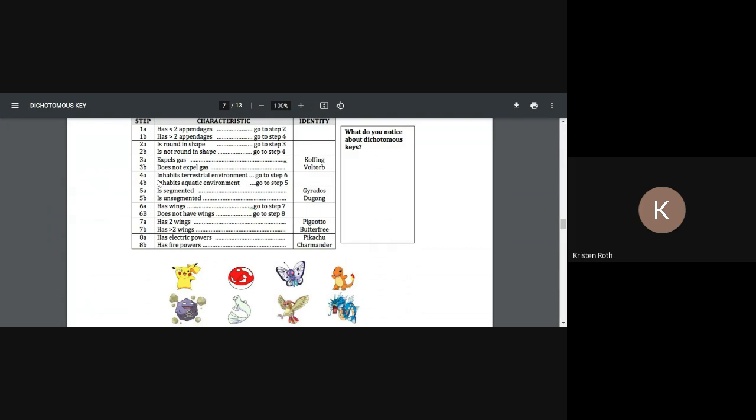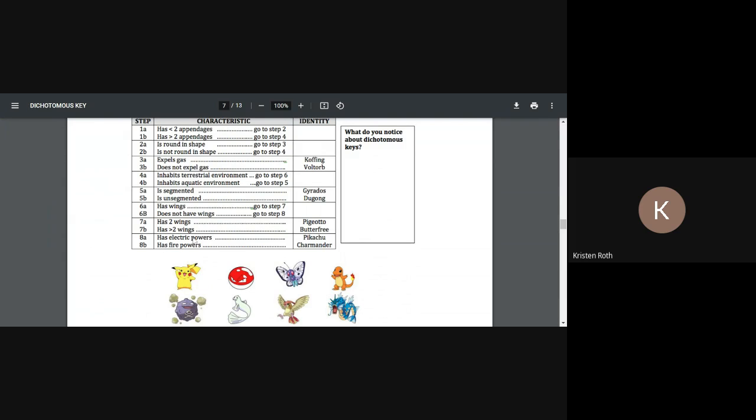Whoop, go to step 4. Inhabits terrestrial environment, inhabits aquatic environment. I have no idea, but what I'm going to go with is the fact that he has legs, and this guy both are swimmers. Because this guy doesn't have fins or anything, I'm going to say he inhabits terrestrial environment. Okay, so go to step 6. Whoop. Does he have wings? Does not have wings. So go to step 8.